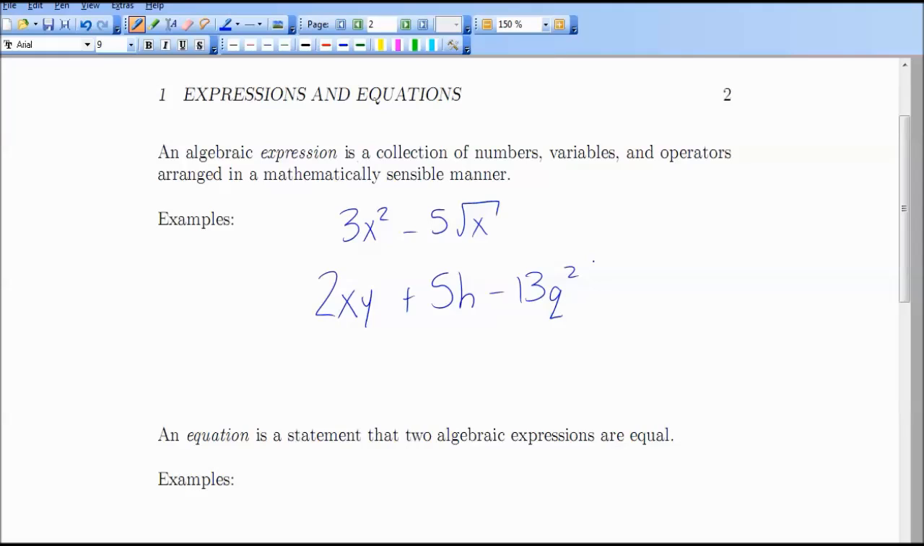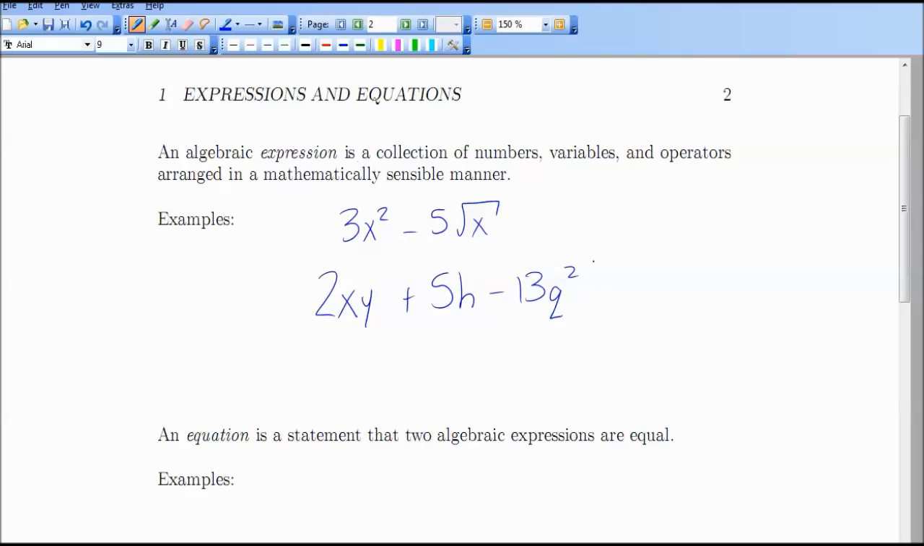Those are expressions. Now, an equation is when we've got two different expressions, and we're actually saying something about them. We're making a statement that they're equal to each other. And usually that's in some circumstance. Within this word problem, these two different expressions, although they look completely different, are in fact representing the same quantity.